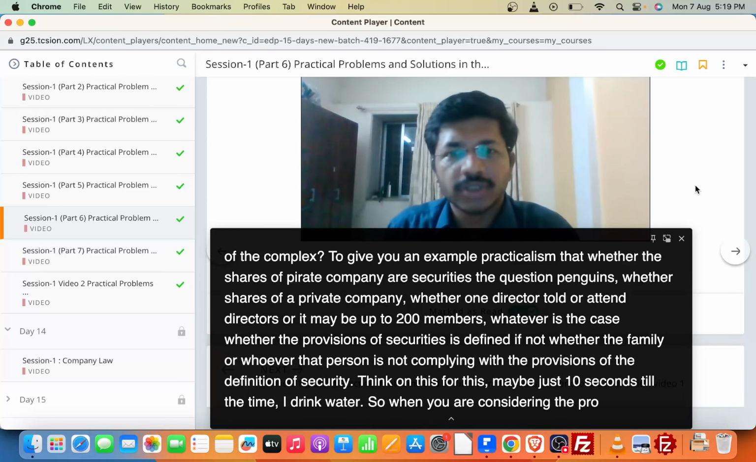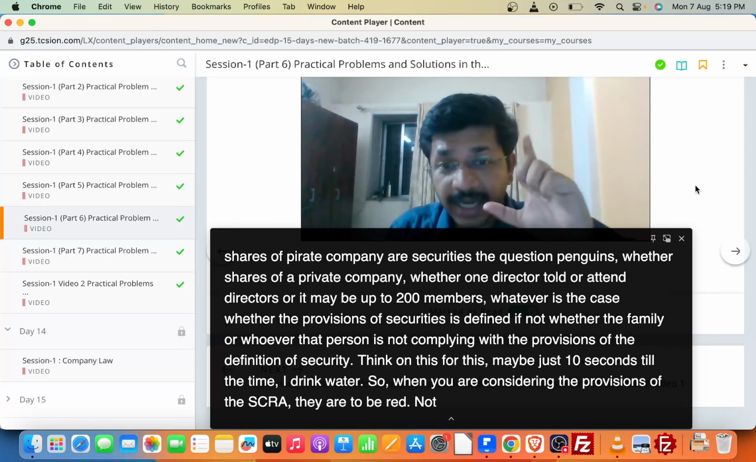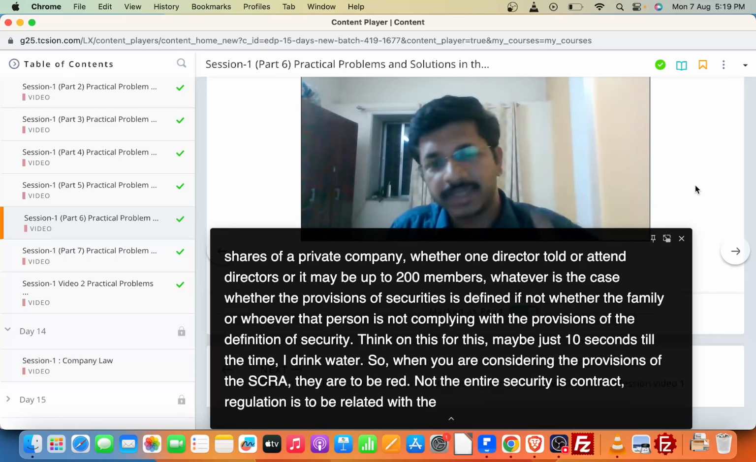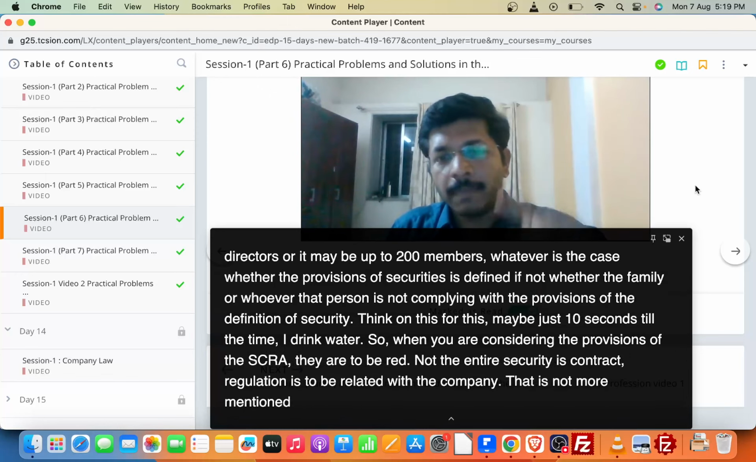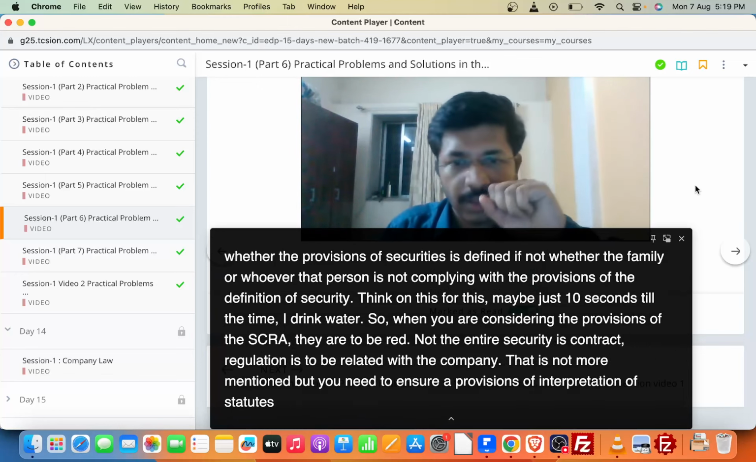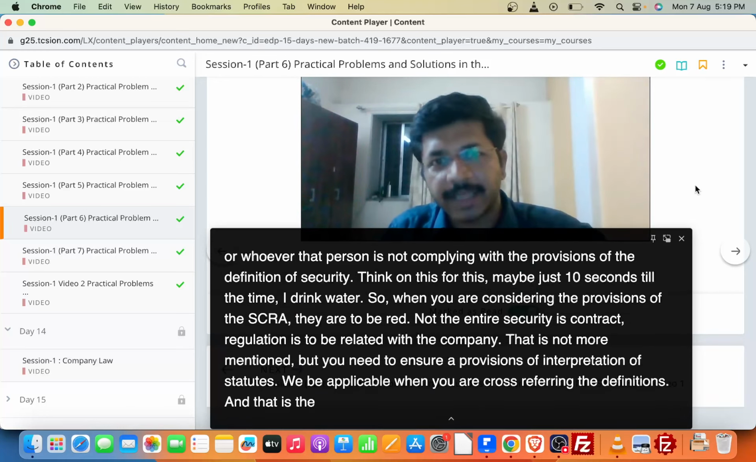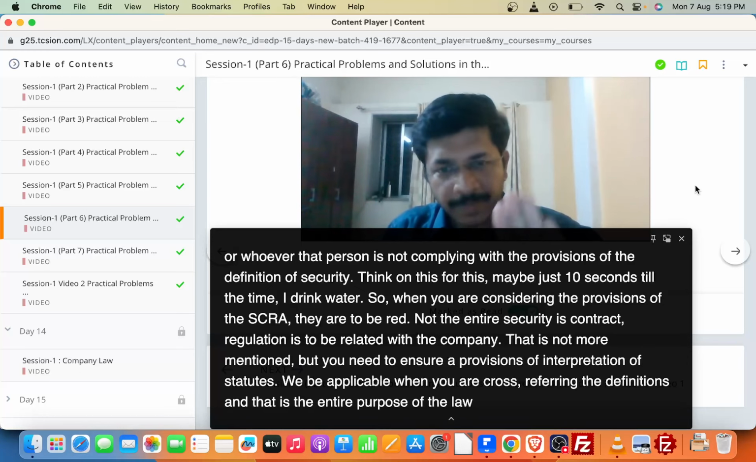When you are considering the provisions of the SCRA, they are to be read. Not the entire Securities Contract Regulation is to be read with the Companies Act; that is nowhere mentioned. But you need to ensure that the provisions of interpretation of statutes will be applicable when you are cross-referring the definitions. And that is the entire purpose of the law. I'm repeating this for the last time.